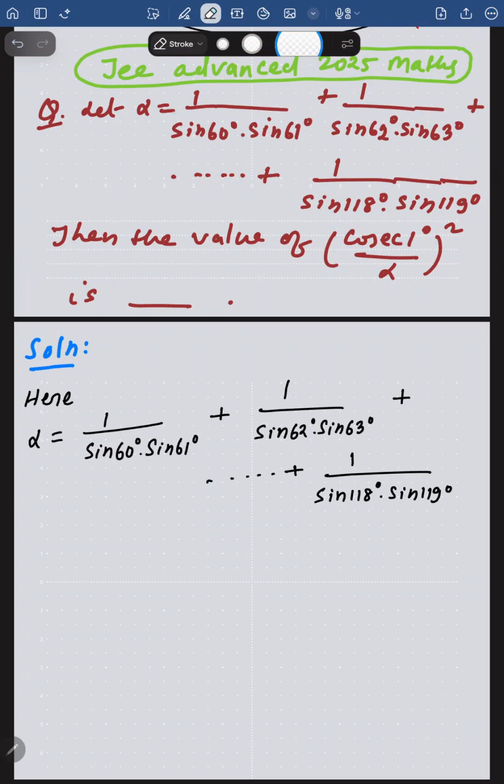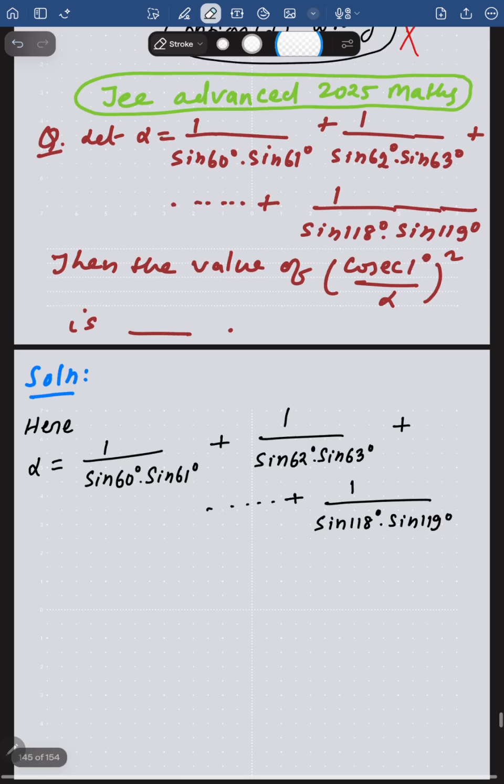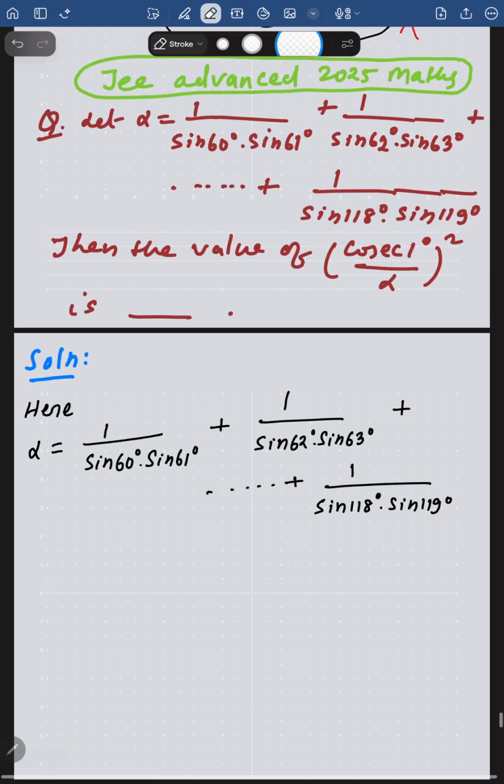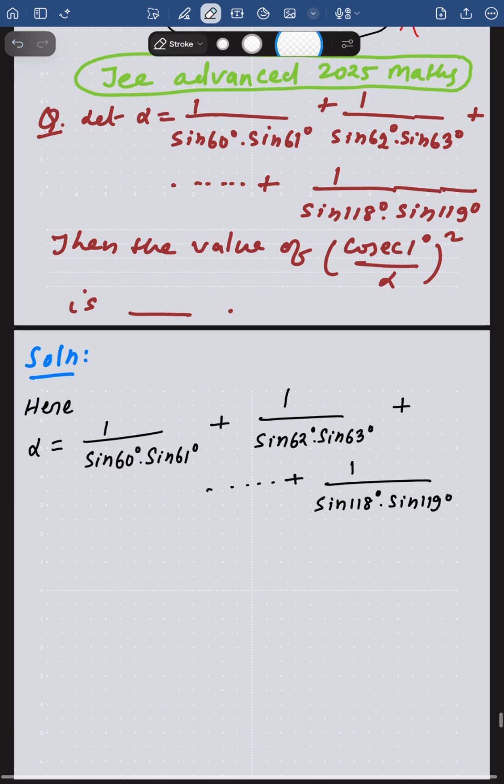Now this question is from JEE Advanced 2025 Maths from trigonometry. Let alpha is equal to 1 upon sine 60 degree into sine 61 degree plus 1 upon sine 62 degree into sine 63 degree plus ... plus 1 upon sine 118 degree into sine 119 degree. Then the value of cosec 1 degree upon alpha whole square is, we have to find out.